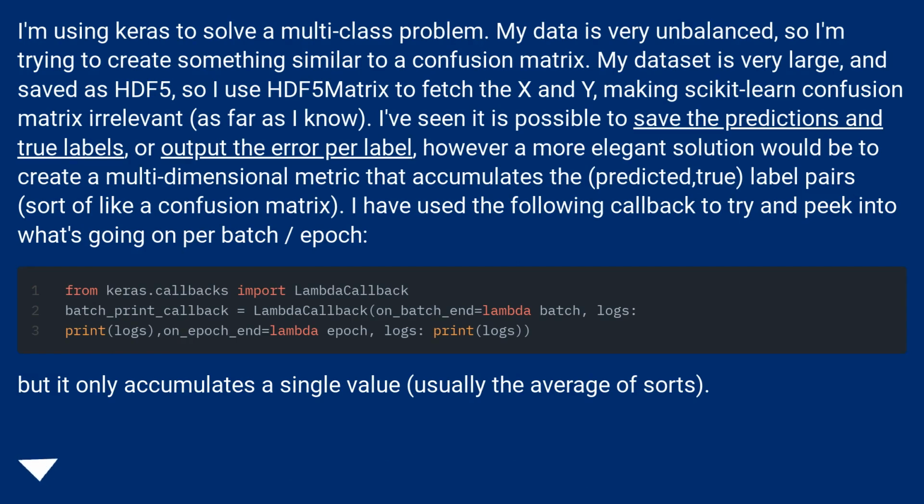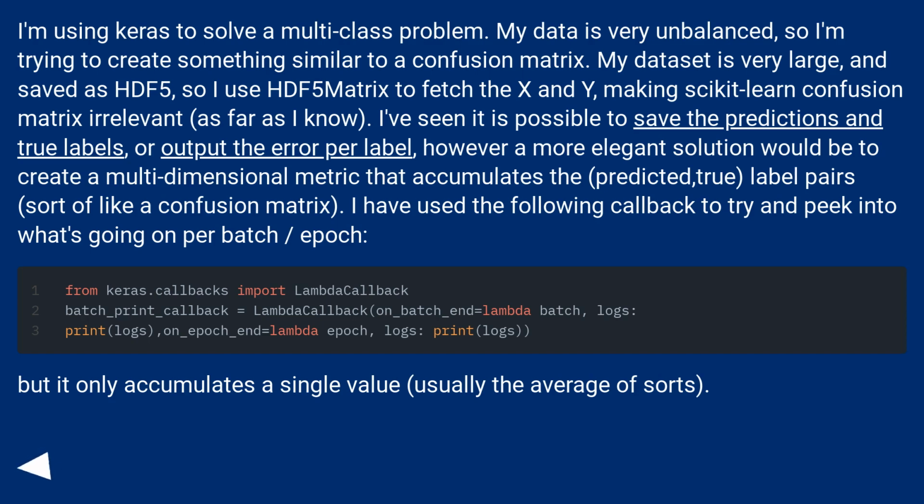My dataset is very large and saved as HDF5, so I used HDF5Matrix to fetch the X and Y, making scikit-learn's confusion matrix irrelevant, as far as I know. I've seen it is possible to save the predictions and true labels, or output the error per label. However, a more elegant solution would be to create a multidimensional metric that accumulates the predicted, true label pairs, sort of like a confusion matrix.